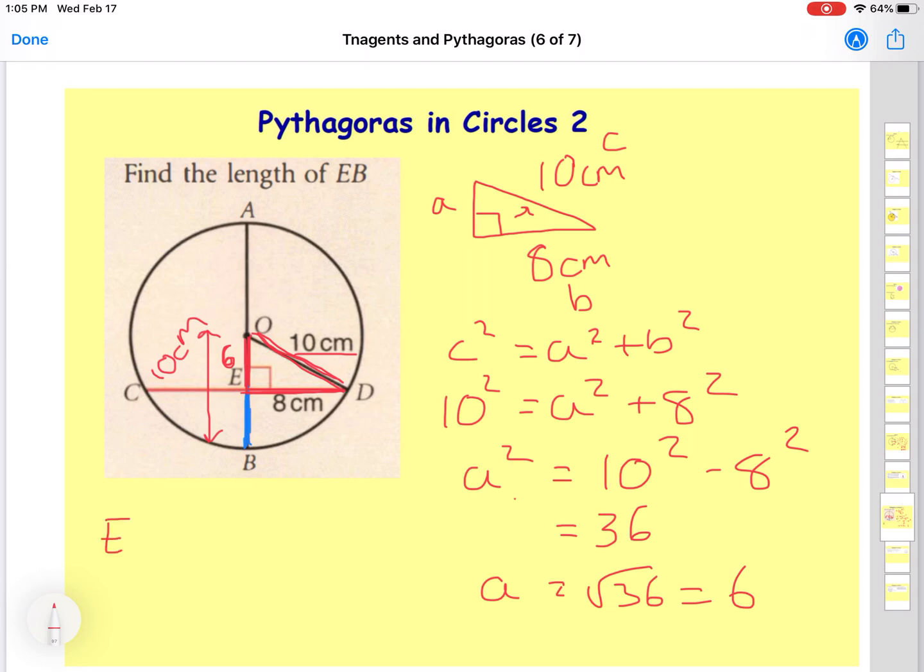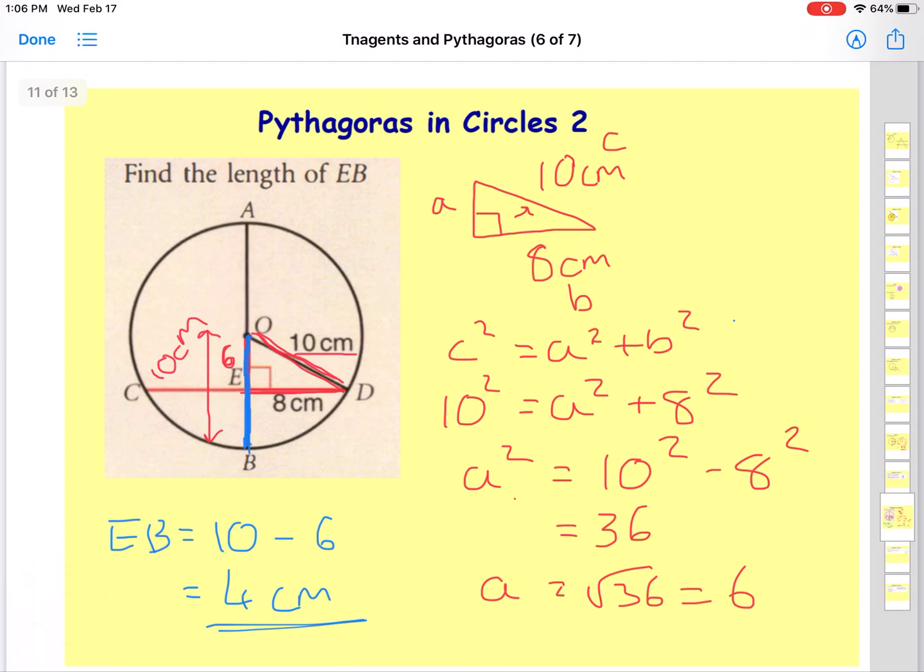So the length EB, which is the line that I've still marked in with the blue, is the radius, which is 10, take away the 6 that I've just calculated. So the whole length down here is the radius. It goes from the centre of the circle to the circumference. Therefore, it has to be 10. I've chopped off a little bit of 6 at the top. So EB is 4 centimetres. The units of length in the question are centimetres, so that's the unit we have in our answer as well.